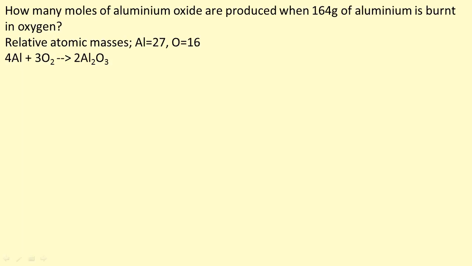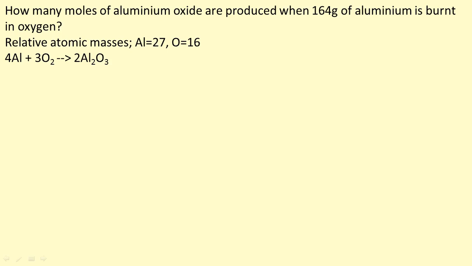How many moles of aluminium oxide are produced when 164 grams of aluminium is burnt in oxygen? This question looks very similar to the last one. However, instead of giving us the number of moles of aluminium, it gives us a mass of aluminium. And it doesn't require us to calculate the mass of aluminium oxide produced, just the number of moles. So the only difference here is you need to convert the mass of aluminium given, 164 grams, into moles before starting. Why not pause the tutorial and see if you can calculate the correct answer on your own?